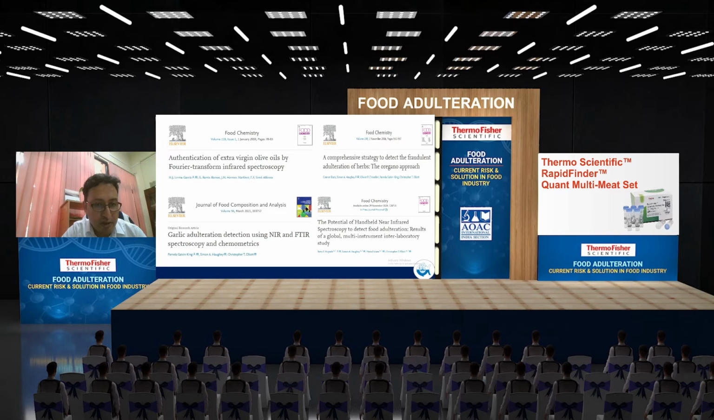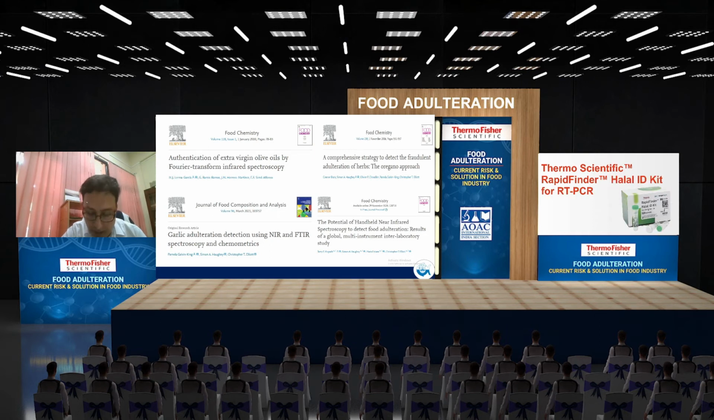Now, this is my experiment done in my lab. There are different applications on different product commodities. I don't want to show them and lengthen this presentation because they are not my own work, but I would like to show you some important research work done using vibrational spectroscopy, like authentication of extra virgin olive oils, and then adulteration detection in oregano, and also adulteration detection in garlic, and also one using a handheld near infrared instrument. So may I have the next slide, please?